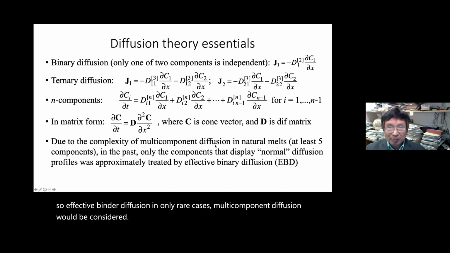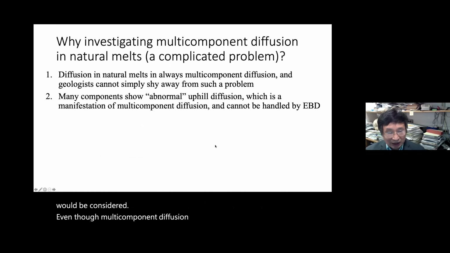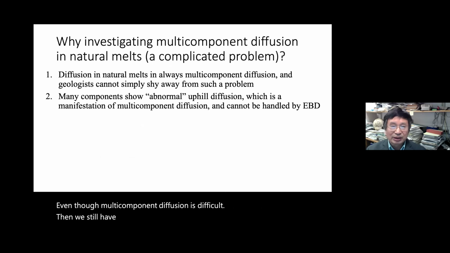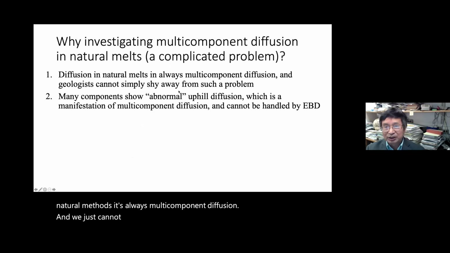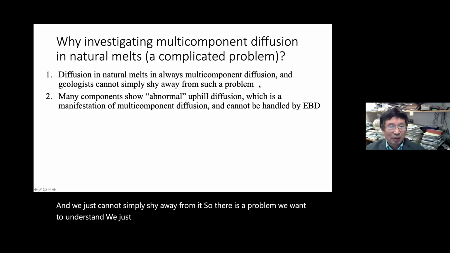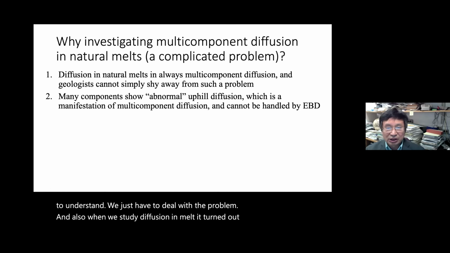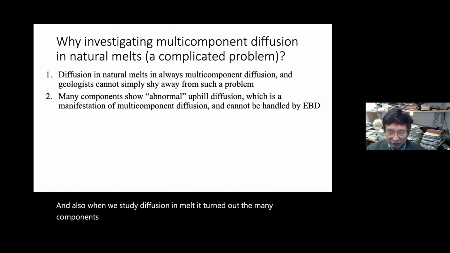Even though multi-component diffusion is difficult, we still have to study it, because diffusion in natural melts is always multi-component diffusion. And we geologists cannot simply shy away from it. If there is a problem we want to understand, we just have to deal with the problem. Also, when we study diffusion in melts, it turns out many components show abnormal uphill diffusion.